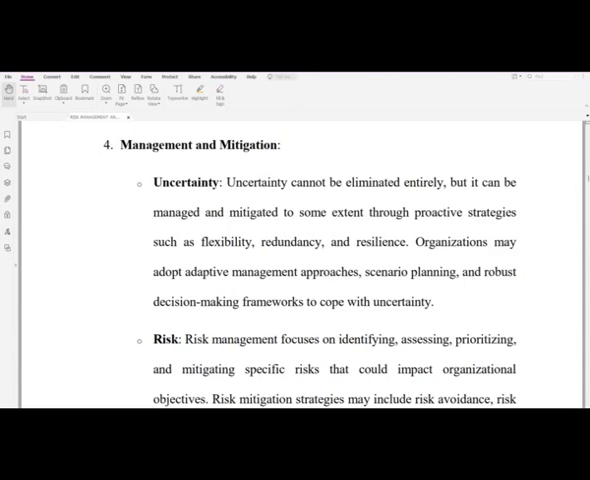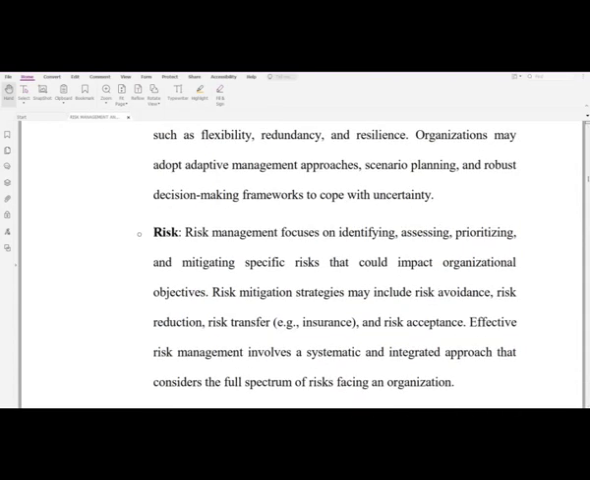Risk, on the other hand, focuses on identifying, assessing, prioritizing, and mitigating specific risks that could impact organizational objectives. Risk mitigation strategies may include risk avoidance, risk reduction, risk transfer, such as insurance, and risk acceptance. In other words, effective risk management involves a systematic and integrated approach that considers the full spectrum of risk facing an organization.